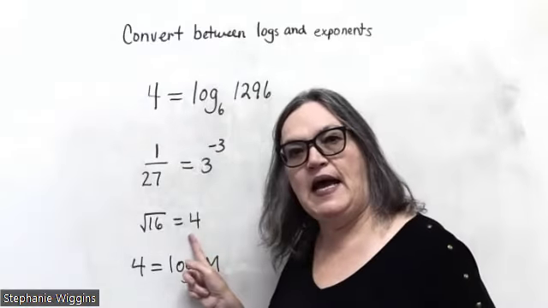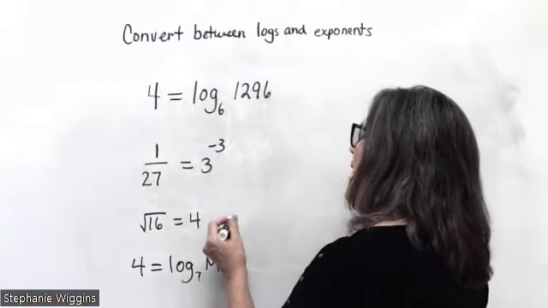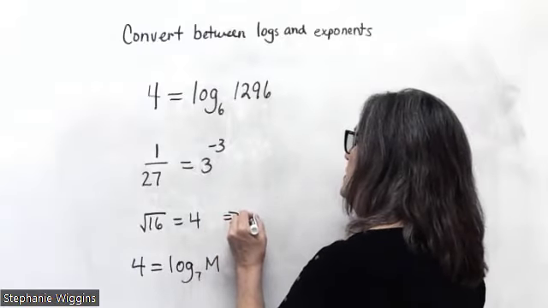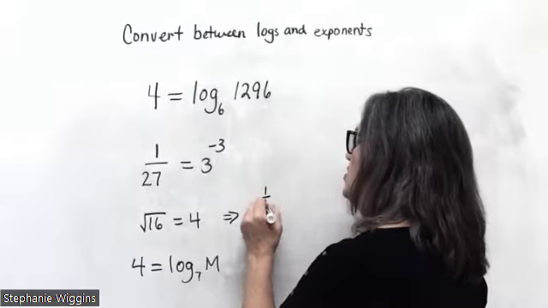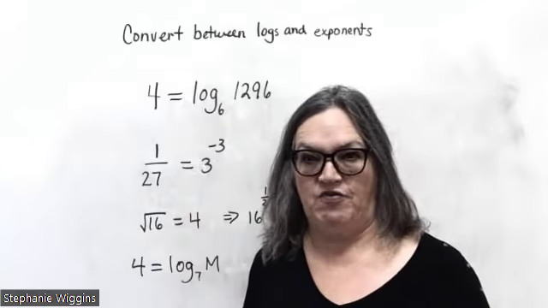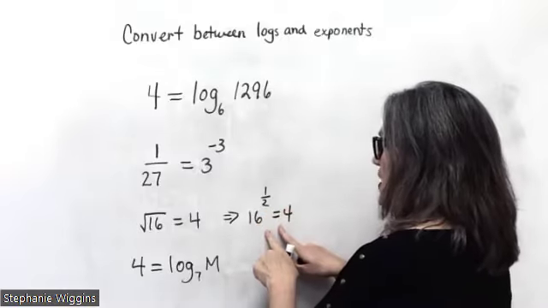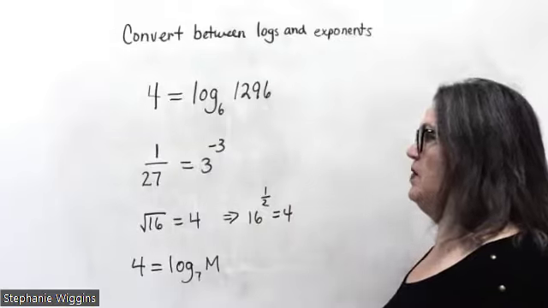Now this doesn't look like it has an exponent, but what you're going to do is think of this as 16 to the 1/2, because when you take the square root of a number, you're really raising it to the power of 1/2. So it's going to be 16 to the 1/2 equals 4. So we're going to be transforming this into a log equation.